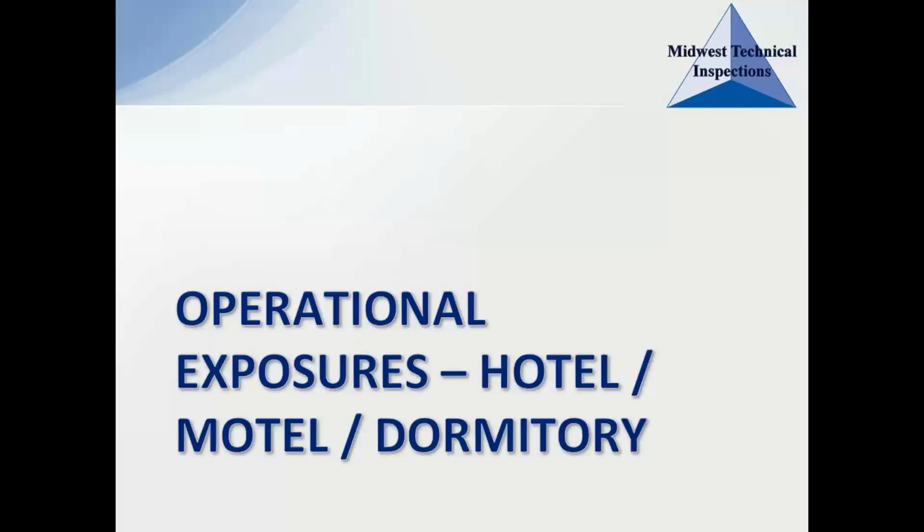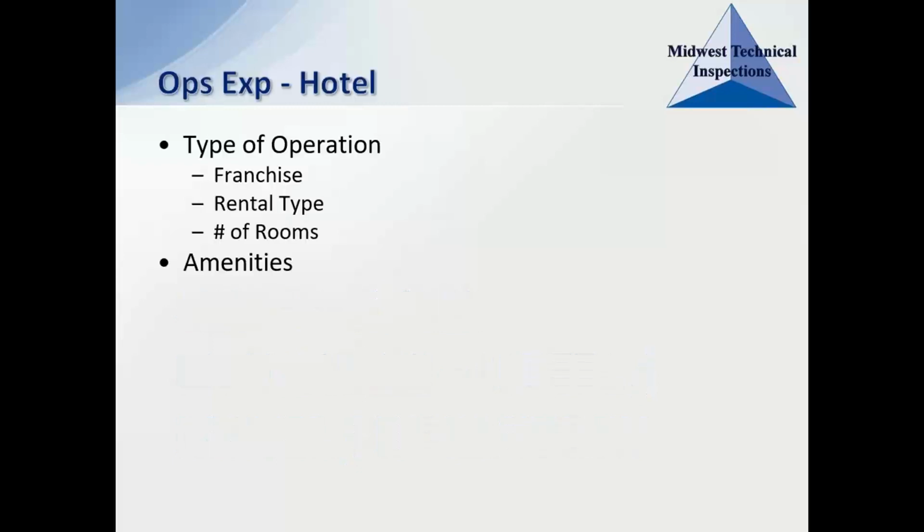So earlier we talked about most of the habitational, which is the apartment, the condo, the homeowners associations, all that stuff. Now we're looking at specifically hotels, motels, and dormitories. So these are going to be classified slightly differently. So we need to identify the type of operation.